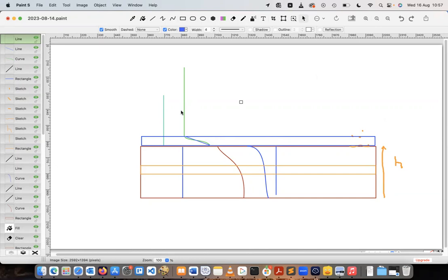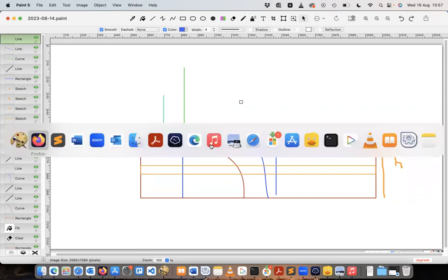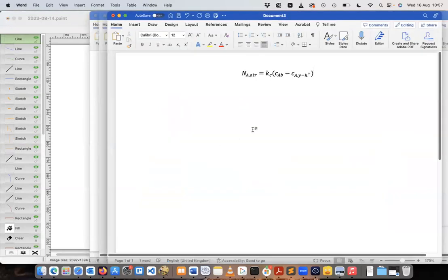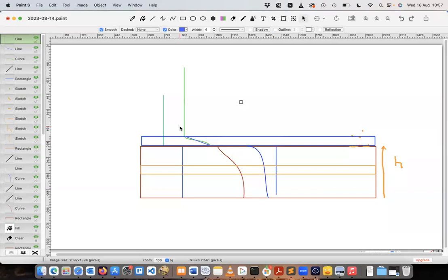Okay, so let's start looking into how to use what we know about film theory. We know that actually the concentration profile here is more of a curve, but in film theory, we approximate it with a straight line. And we just go ahead and say the molar flux according to that looks like this, right? So the molar flux is simply proportional to that concentration difference. So C_Ab, we can see here, is the concentration in the bulk. And then at this point, we are just in the air.